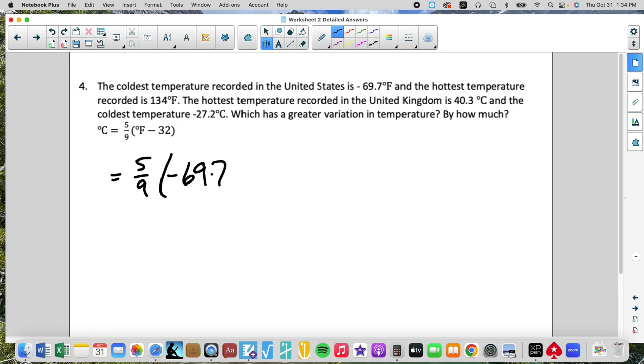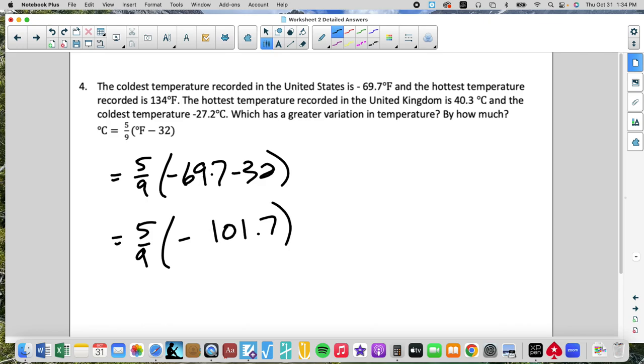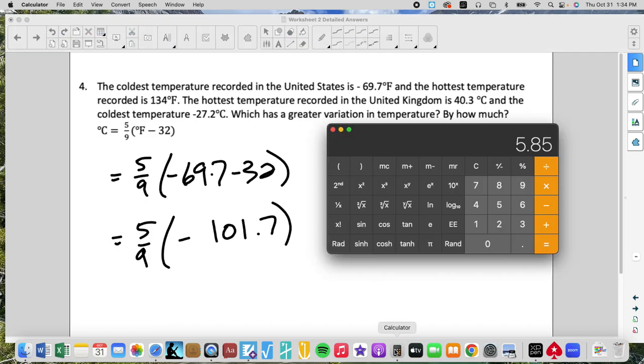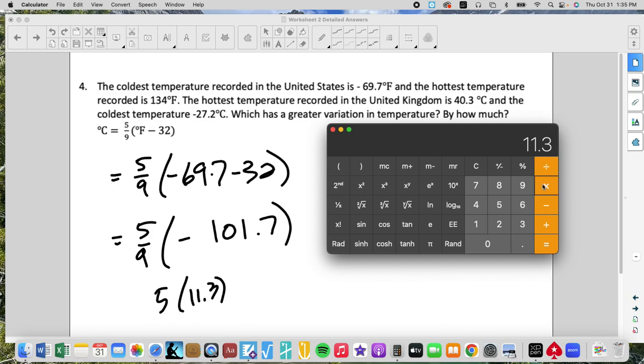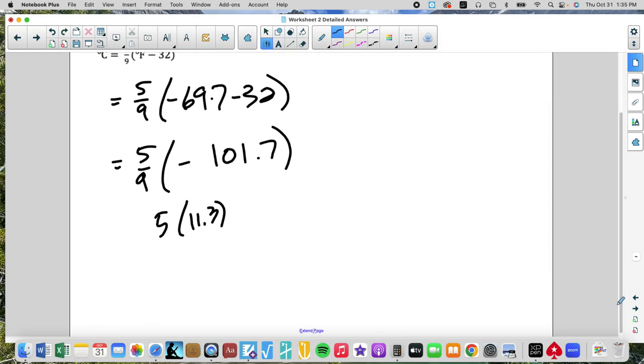Negative 69.7 minus 32, times 5/9. That gives us negative 101.7. That's going to be divisible by 9. So 101.7 divided by 9 gives us 11.3. So 5 times 11.3 gives me 56.5. Negative 56.5, negative 56.3 degrees Celsius. So negative 69.7 degrees Fahrenheit is equivalent to negative 56.3 degrees Celsius.